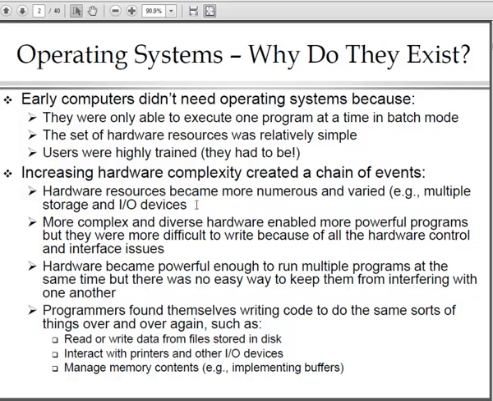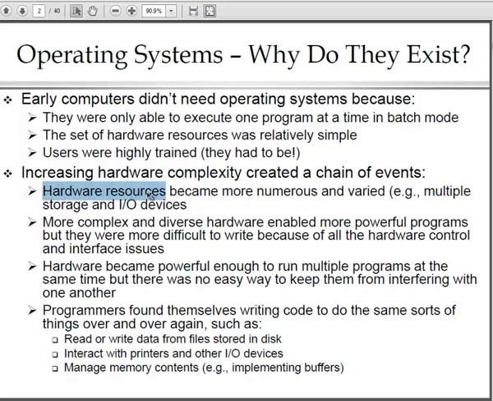Things like disk drives came into play, where we could permanently store data on magnetic disk, and we didn't have to worry about loading and unloading tapes or putting in stacks of cards. We got printers, and then of course eventually we got other sorts of I/O devices. We got interactive I/O devices, keyboards and mice and things like that.